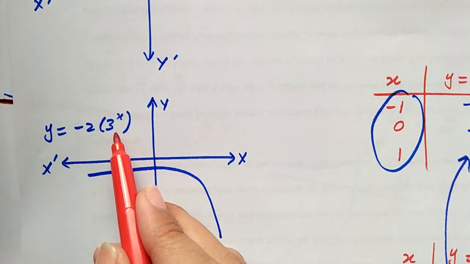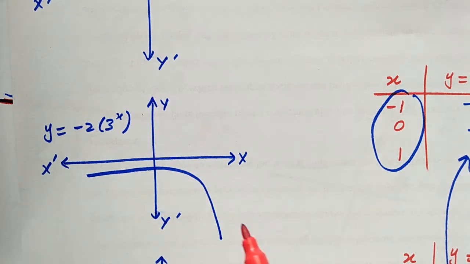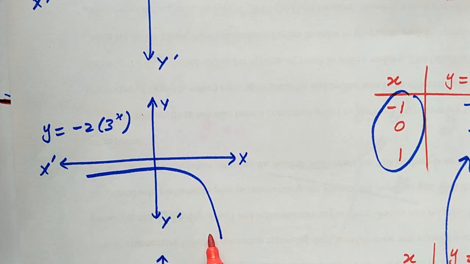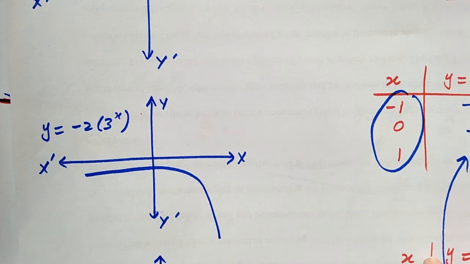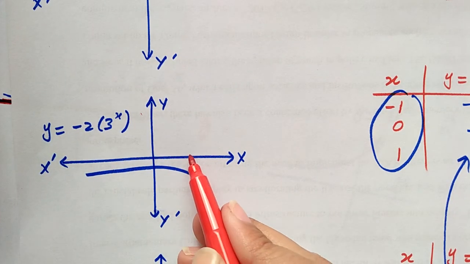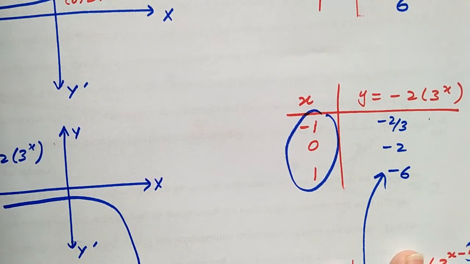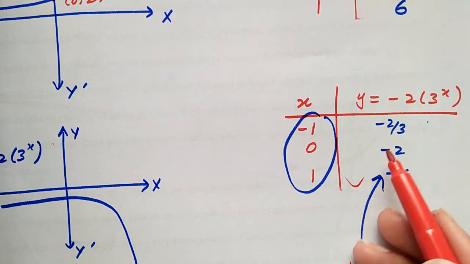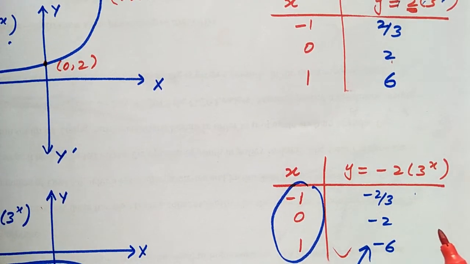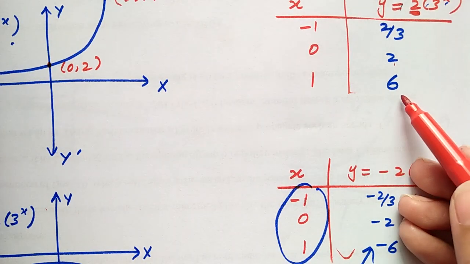Y equals -2 into 3 raised to power x. Simply, I will get the reflection in the negative direction along x-axis. The reflection is along x-axis. And what will happen with the values for the coordinate? Just multiply negative sign with the values of y.